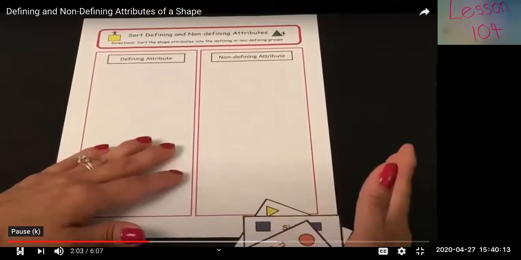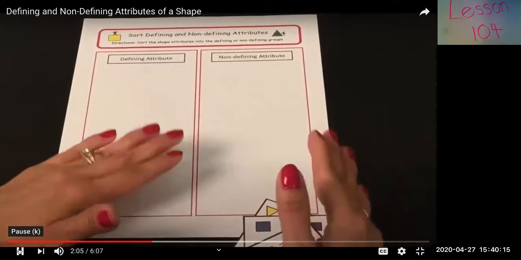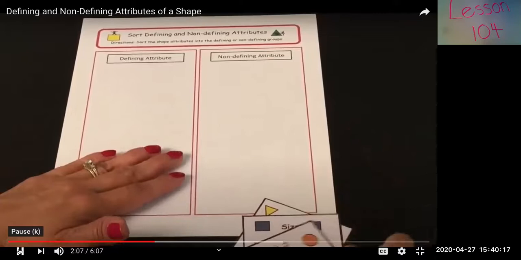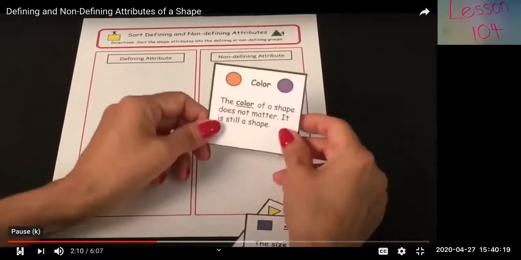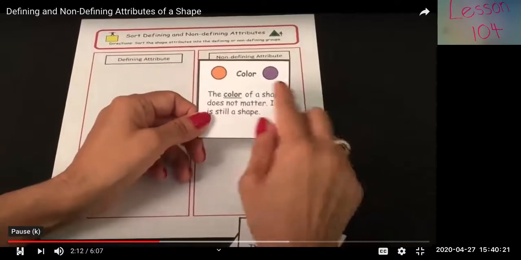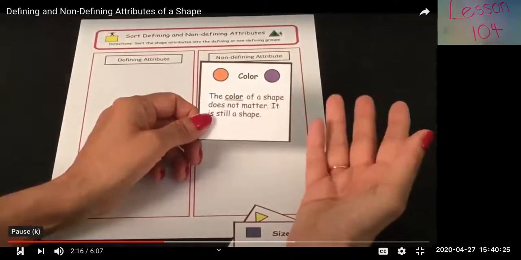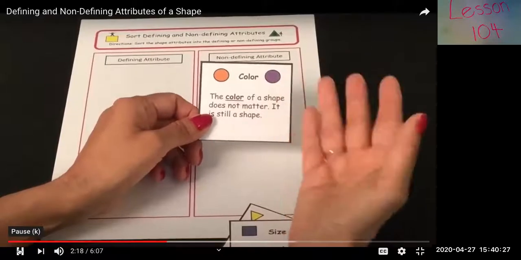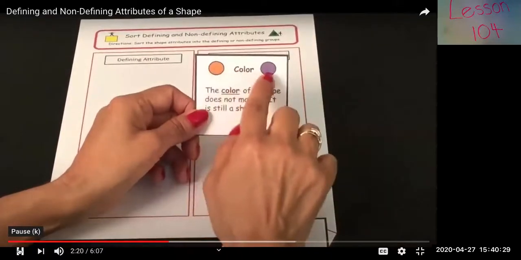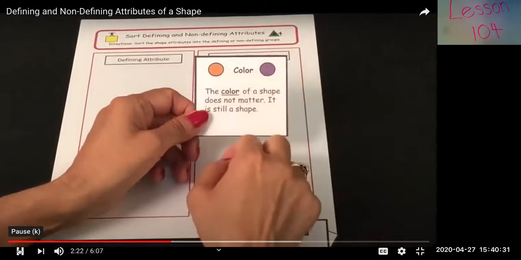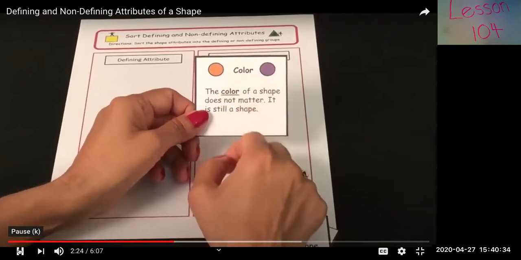It doesn't matter if it has this attribute or not, it's still considered a shape. And so here's where it makes it a little bit easier to understand. If you think about this, the first non-defining attribute is color. Now, you've seen shapes or circles that are green, blue, purple, orange. It doesn't matter, they're both called a circle regardless of their color.